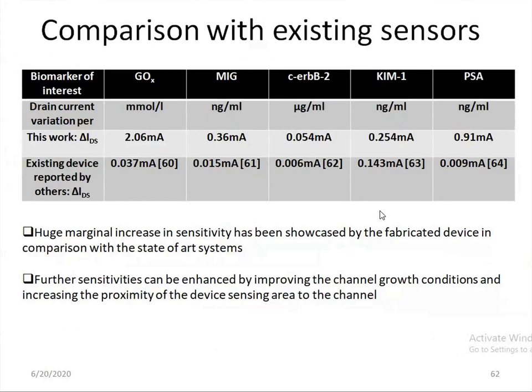If you go for further simulations or further modifications in device design, obviously you will end up with a device that gives a higher sensitivity compared to our devices. So this research is still in a very primitive stage. There is a lot to come in this particular research.